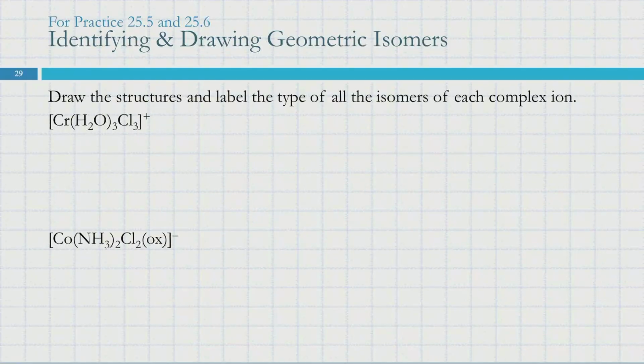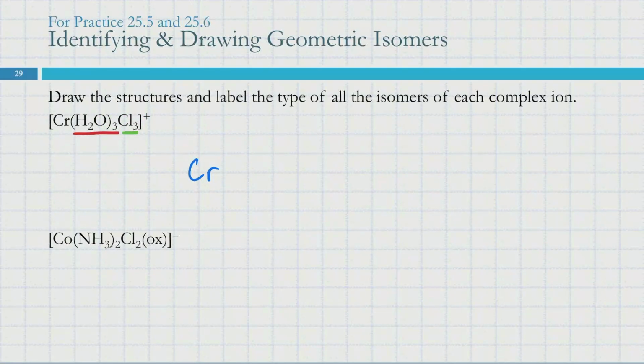So we've got chromium for our metal center for this first example, and we've got 3 aqua groups. I'm underlining the aqua groups in red because red for oxygen. And then we've got 3 chloro groups. And I think chlorine is usually green. We can represent it as green here anyway. And these, since they've got 6 ligands, are going to be octahedral geometry.